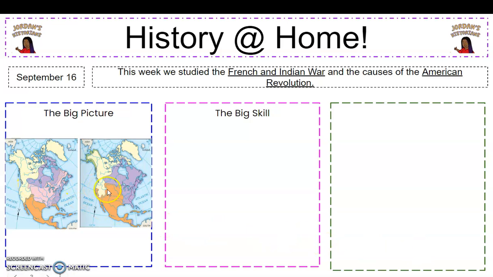If you take a look at the two maps, you'll notice that the pink in the middle has disappeared. And that is an effect of the French and Indian War. That pink land belongs to France. And after the war was over, and due to the Treaty of Paris 1763, the French no longer had those colonies in this territory. It now belonged to the British, and some of it went to the Spanish. And so students looked at the cause and the effect of the French and Indian War.